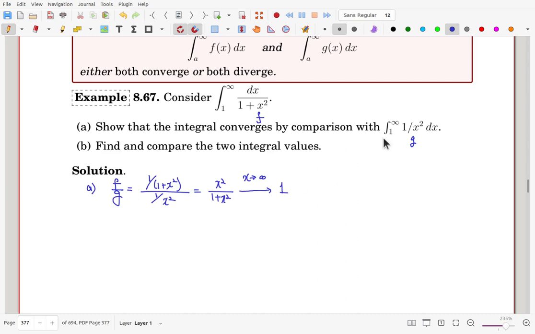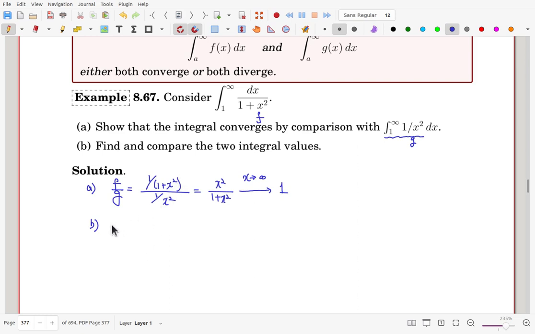However, we know that this is convergent, so the given integral should converge. Okay, now part B: find and compare the two integral values.